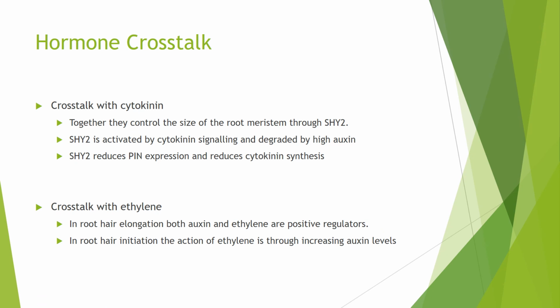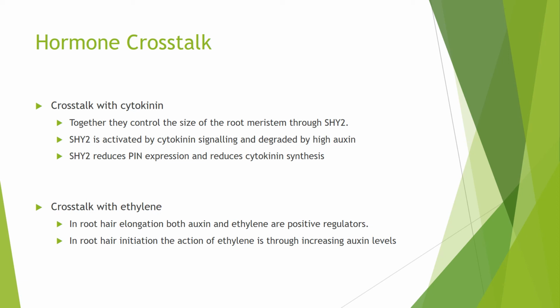Much like cytokinins, auxins crosstalk with quite a lot of other hormones in plants. For example, with cytokinin in the root meristem. So together they control the size of the root meristem, both pathways converging at the SHY2 gene. Cytokinin favors differentiation, whilst auxin favors increased meristem size, so they're actually antagonistic here.